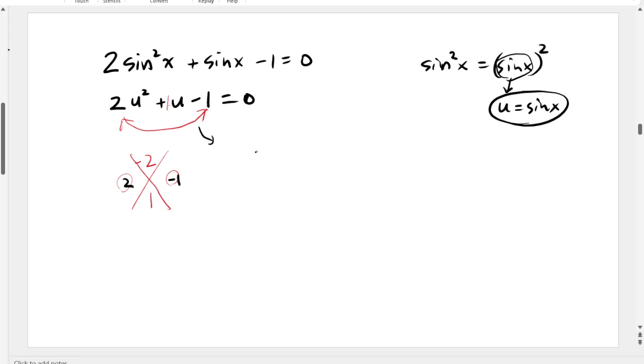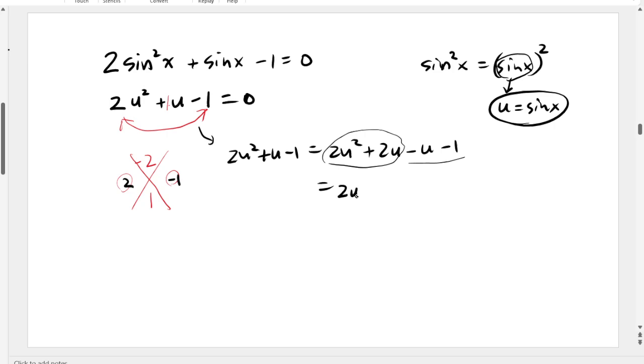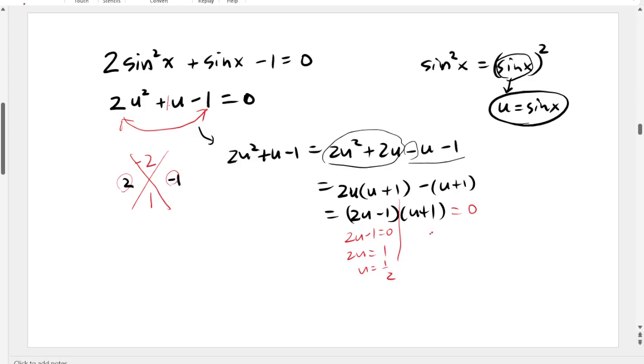So that tells us that we can rewrite 2u squared plus u minus 1 as 2u squared plus 2u minus u minus 1. And now we factor by grouping. So we group the first two together, factor the 2u out, and you get u plus 1. And anytime you have a minus, you should always factor that out, so it's minus u plus 1. That gives you 2u minus 1 times u plus 1. Now, because you're saying this should equal 0, now you can set each one of them equal to 0, which gives you u as 1/2. This will be u equals -1.